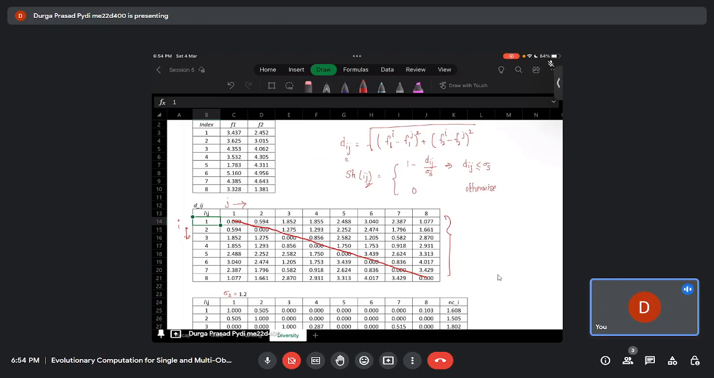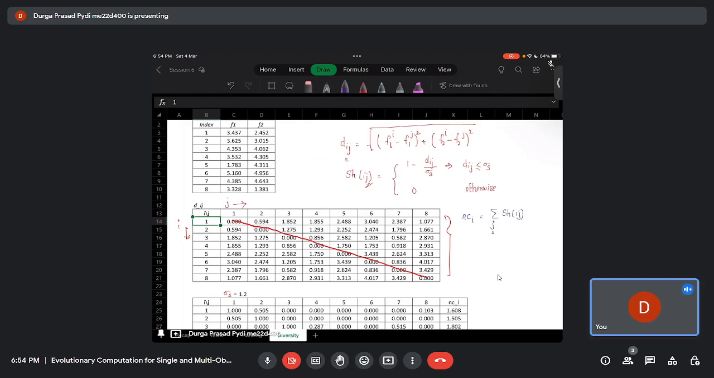Once you are done with calculating the sharing factor, the next step is to calculate your niche count. I'm denoting it by NC, just NC. This will be NC_i for each individual. I will be calculating some count which will tell me how close it is to the other points. It is a summation of all sharing factors, summation over only j.